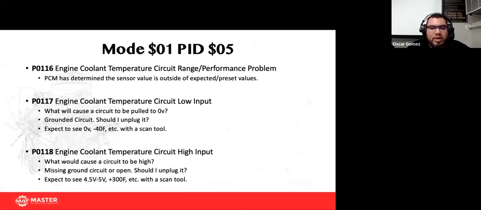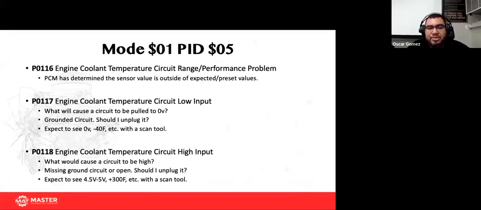With a P0118 ECT temperature circuit high, eliminate ECT and just leave circuit high. You should start thinking, what can cause this circuit to go high? If I have a sensor that's 2 wires, because this is an ECT, so it has to go to ground. If I'm missing the ground, will I only have 5 volts? Okay, the answer is yes. So missing a ground circuit or open.